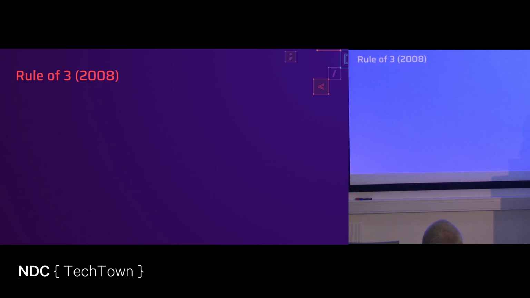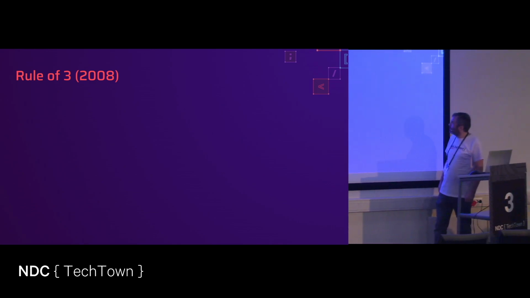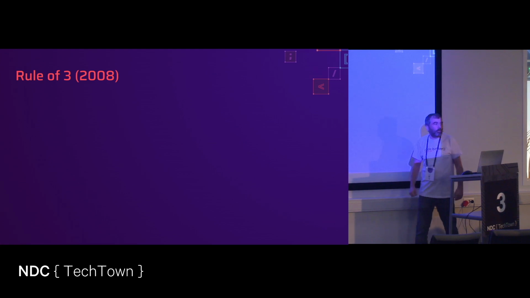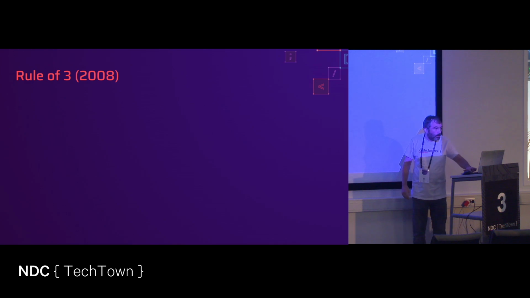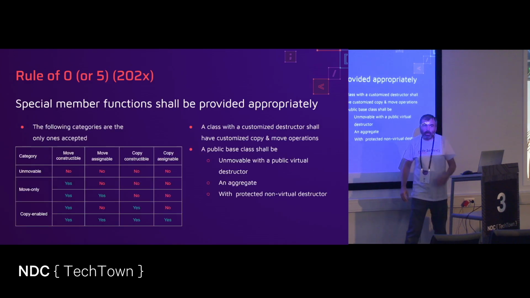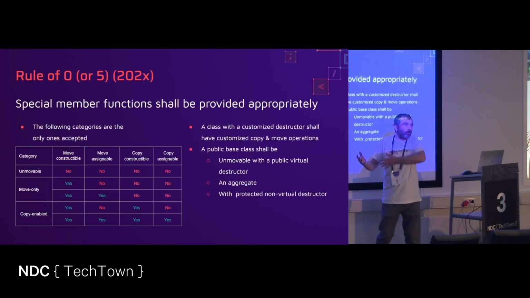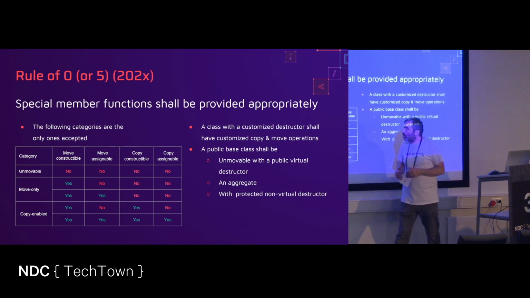Rule of 3. Oh, why is this slide empty? Because there was nothing about rule of 3 in MISRA C++ 2008. Nothing about it. So the change is we introduced it, except that it's no longer rule of 3, it's rule of 5 or rule of 0.